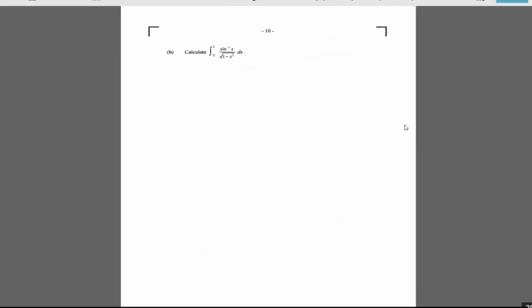All right. Now we're going to look at this question. This question asks us to evaluate. This must be 2 marks because this is so easy, a whole of 5 marks. They're giving it away. Now, the integral of sine inverse of x divided by the square root of 1 minus x squared.